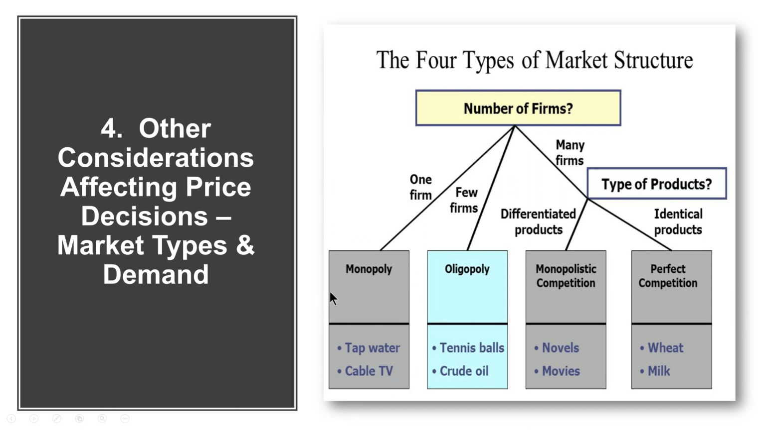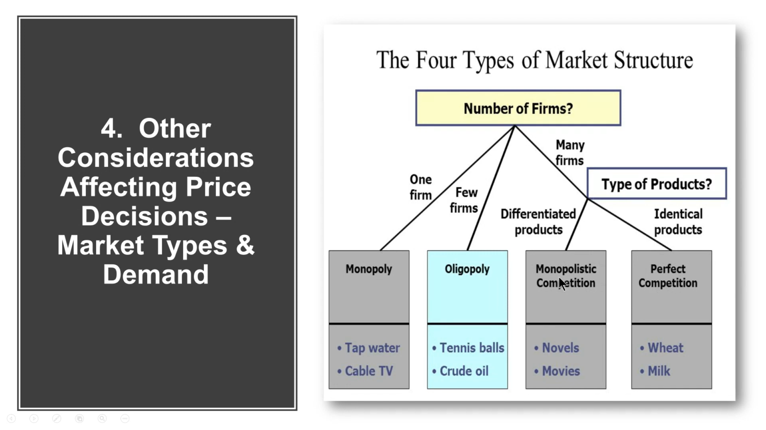that's considered a monopoly. If there's a few number of firms, but it's still not many, and it's not necessarily one, then it's an oligopoly. And examples of that would be like oil or tennis balls even. If there's many firms, it could be a monopolistic competition or a perfect competition type of firm.